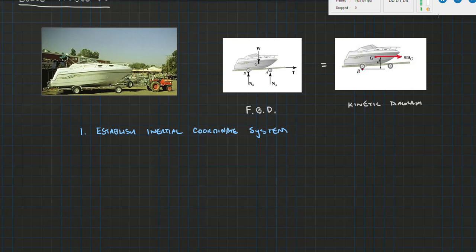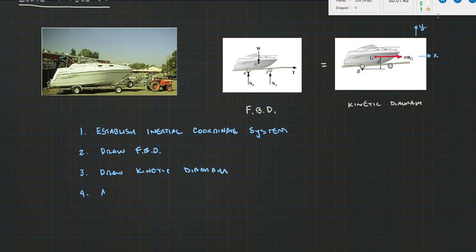Either way, we establish an inertial coordinate system. Essentially, we're saying that this is our coordinate system here. Say this is our x direction, and this is probably going to be our y direction. Then the second step would be to draw our free body diagram, which we already did. And make sure you draw your kinetic diagram. That's what I use to establish my x and y directions.